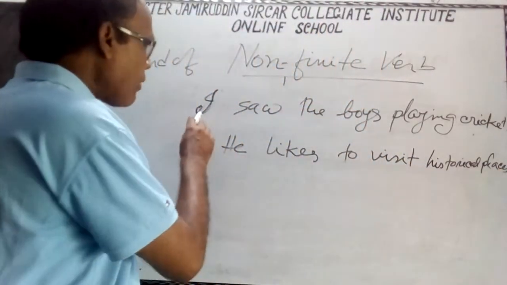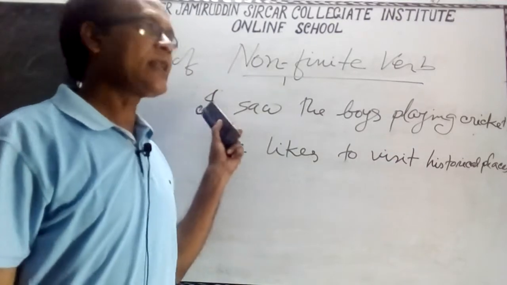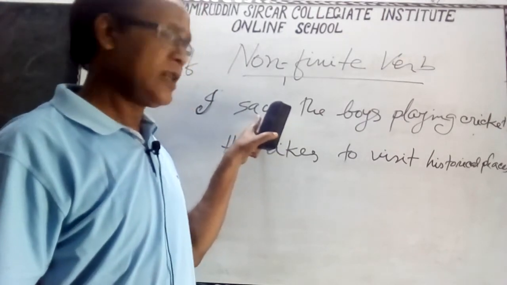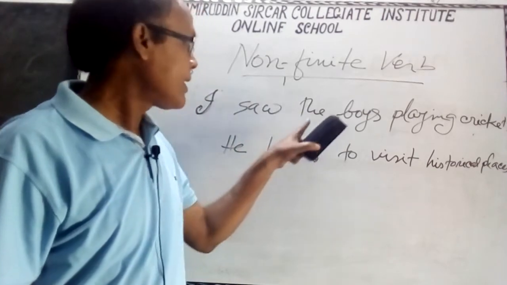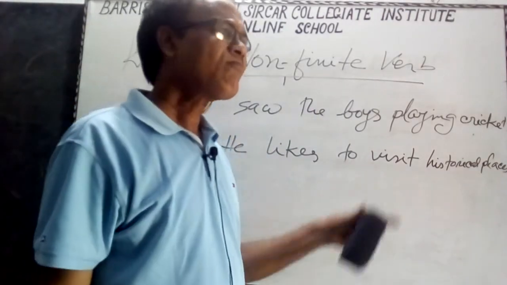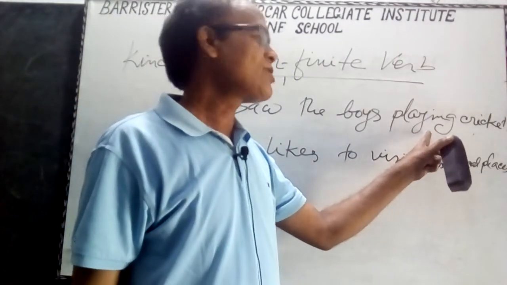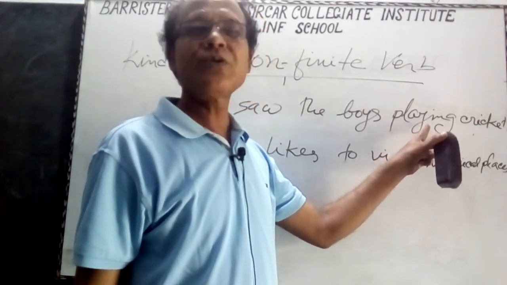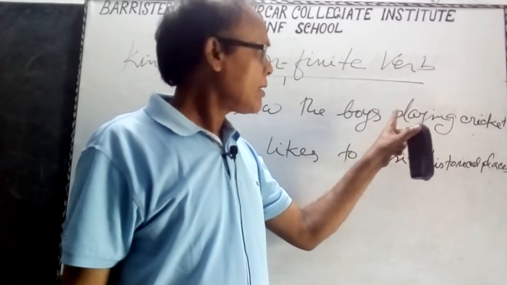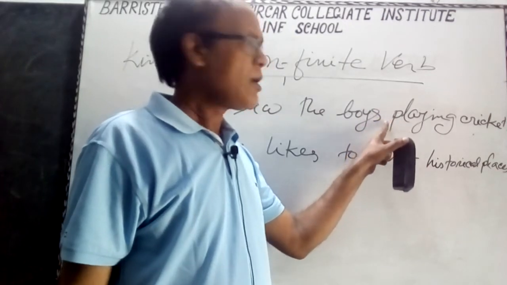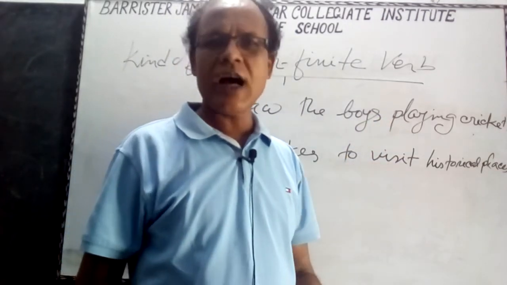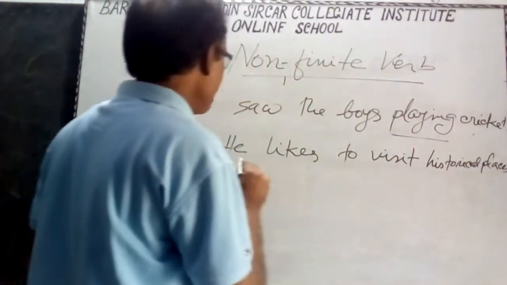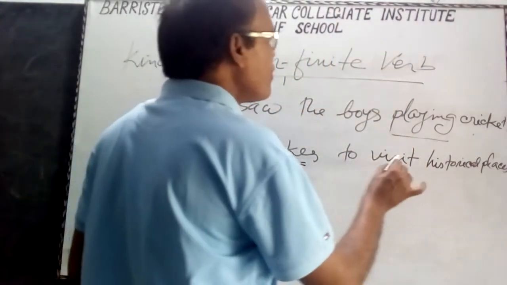So here we know a sentence begins with subject, then verb. And verb works according to tense. So it is in the past tense, and the boys is object, and playing does not work here as verb, and it is not according to tense. There is no auxiliary verb. So playing is not a verb according to the tense. So it is non-finite verb. Here subject, he likes to visit historical places.